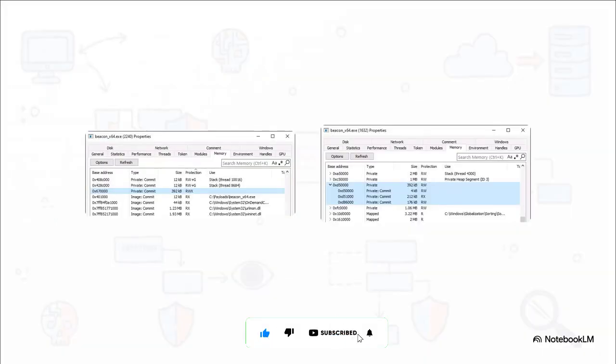Moving into part 2, the RWX memory trap. So let's look at the very first hurdle attackers have to overcome to avoid triggering those specific alerts. Default beacons allocate a glaringly obvious RWX memory block. That's execute, read, and write. Most native applications just do not use RWX memory, so it's a massive red flag for any defender.